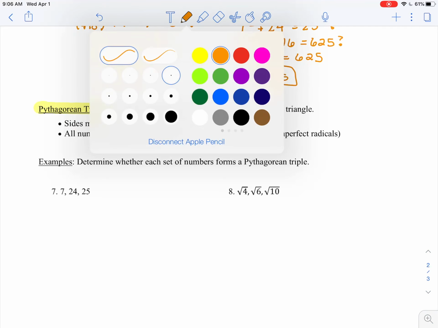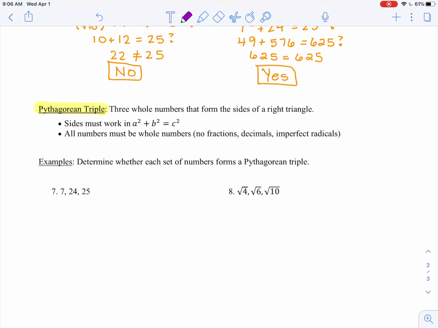When you take a look at question number 7, notice we have the same numbers from question number 6. So I already know that 7 squared plus 24 squared equals 25 squared. I know that these numbers fit in Pythagorean theorem. The second requirement is that they are all whole numbers. So here, these sides, 7, 24, and 25, have no fractions, no decimals, nothing crazy. They are whole numbers. So yes, 7, 24, 25 is a Pythagorean triple.